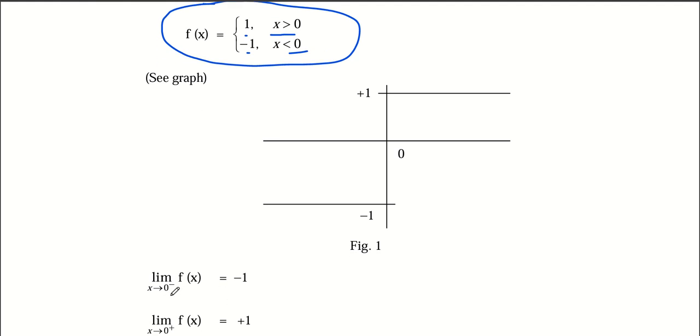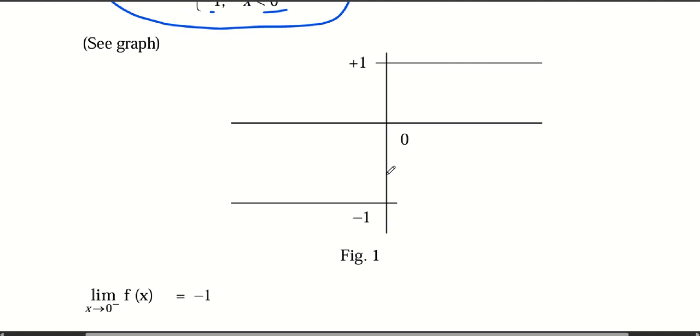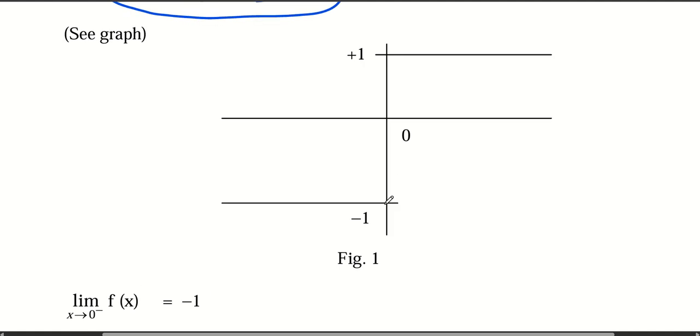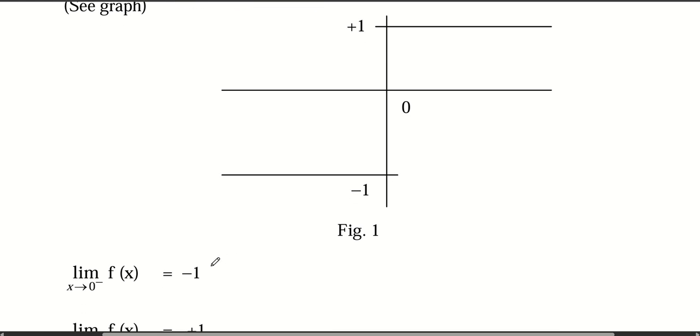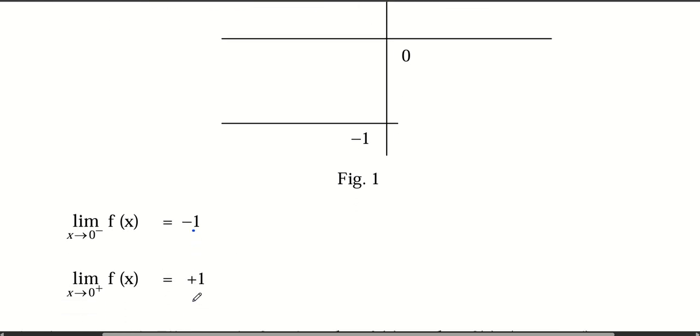Now, you are asked to find the left-handed limit, right? That is, you are approaching it from the negative direction, right? Now, when you're approaching it from the negative direction, it means that you never touch this line, but you've come so close to this line. In essence, your value will still be what? -1, right?